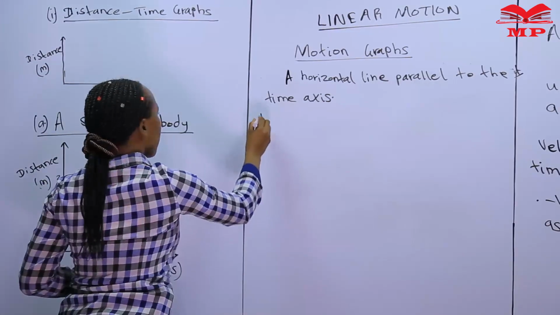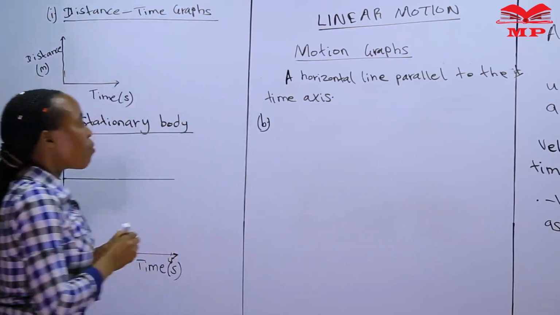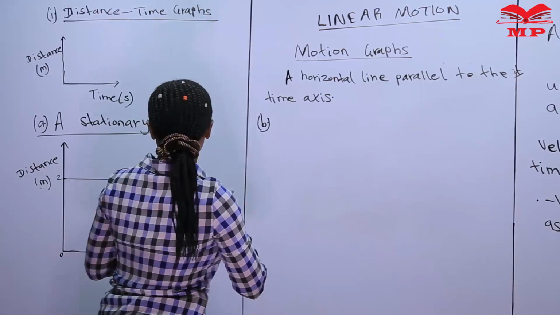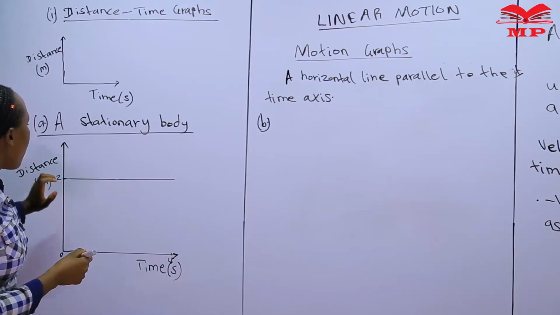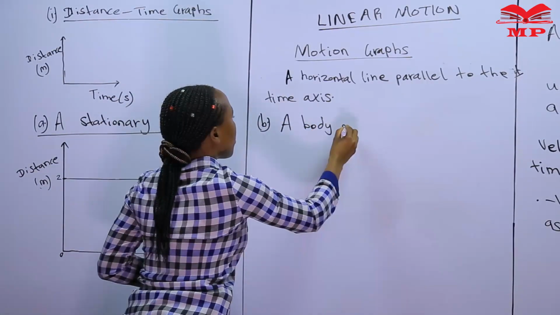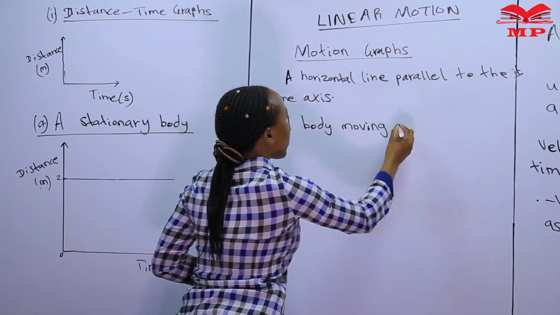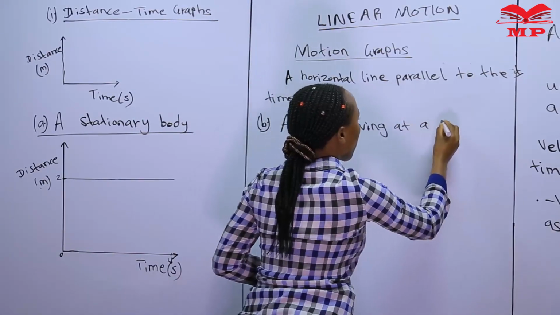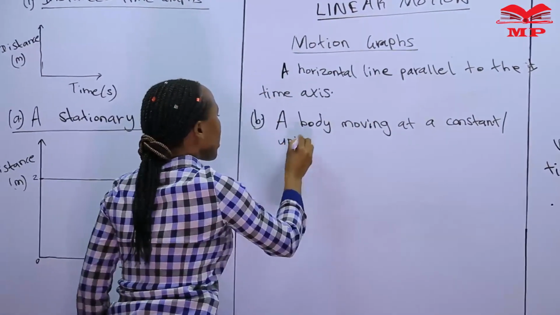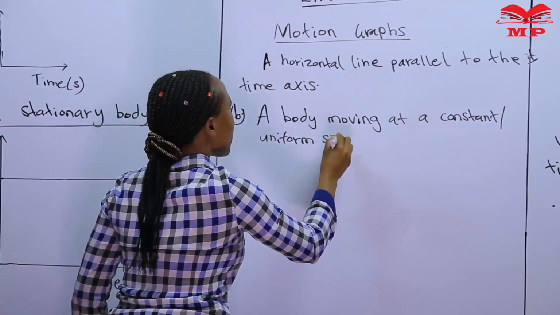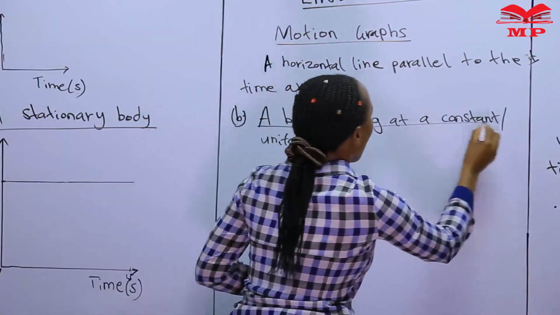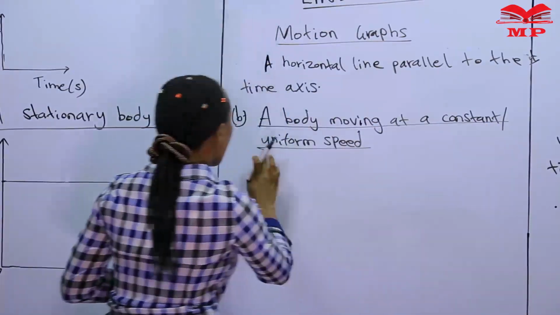Then we have number B, for a body moving at a uniform speed. We have a stationary body here. Then we have a body moving at a constant or uniform speed.